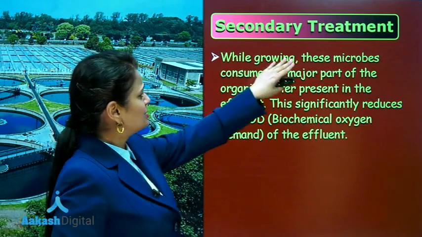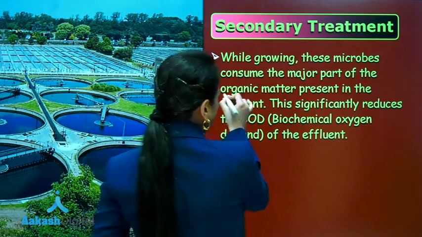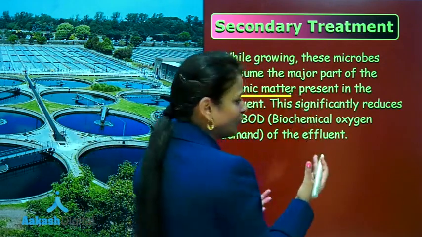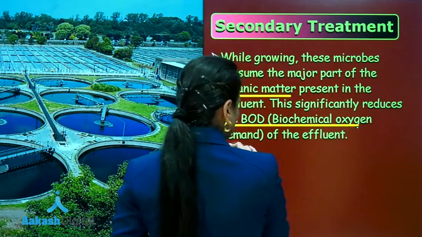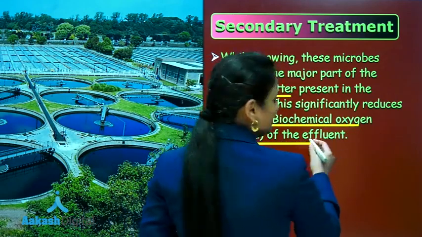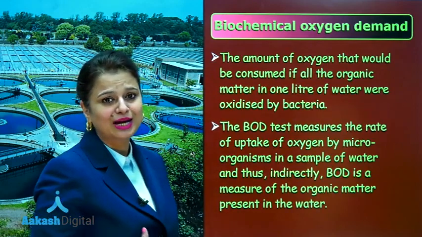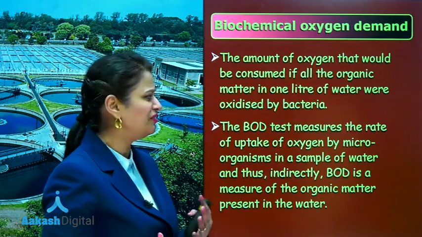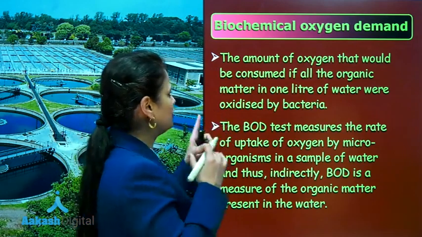While growing, these microbes consume the major part of the organic matter. They decompose organic matter, and due to this what happens? Biological oxygen demand, or biochemical oxygen demand, decreases. Now, these statements regarding biochemical oxygen demand are really very important. So first we can see what is the appropriate definition for this.